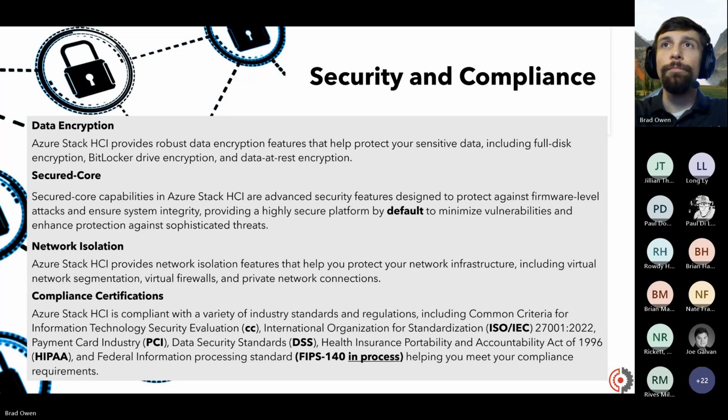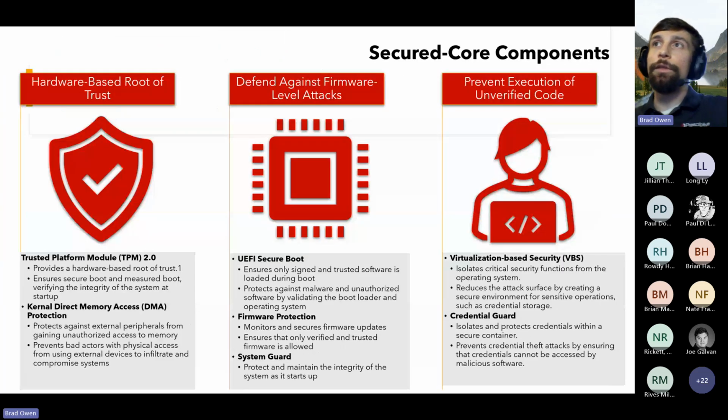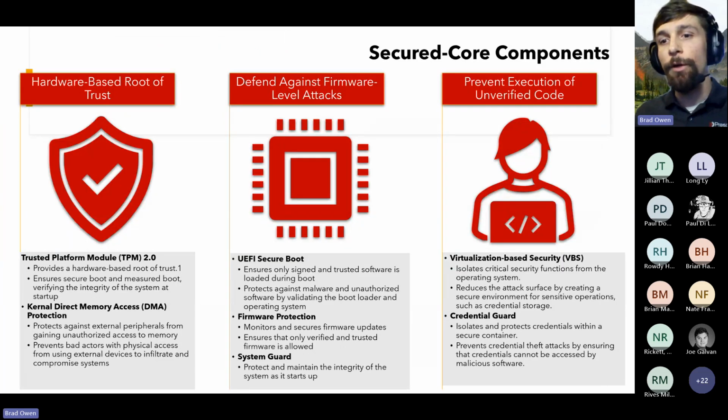So to dive more into the secured core components, these are the default settings which we have right out of the gate, and they really operate on 3 pillars of security. The first is ensuring our hardware is trusted, and we do that by creating a hardware-based root of trust, utilizing the trusted platform module, the TPM module, which comes included in the validated nodes, and we also protect using kernel direct memory access protection.